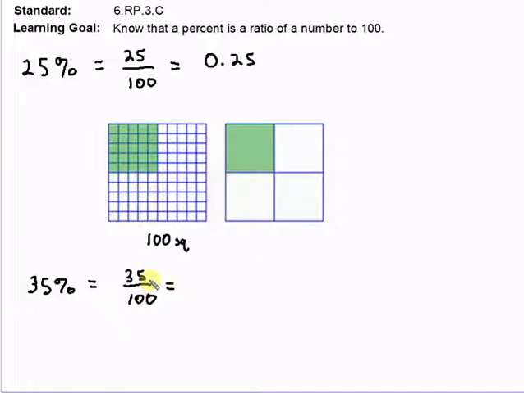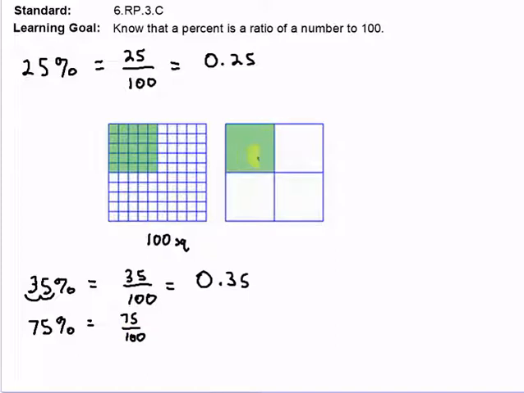And then if we were to divide that, again, we simply take our decimal point, which 35% is right here, and move it over 2 spots. 35% becomes 0.35. And that's how we will convert every percent to a decimal. Let's see it again. If we had 75%, then that would be 75 out of 100.